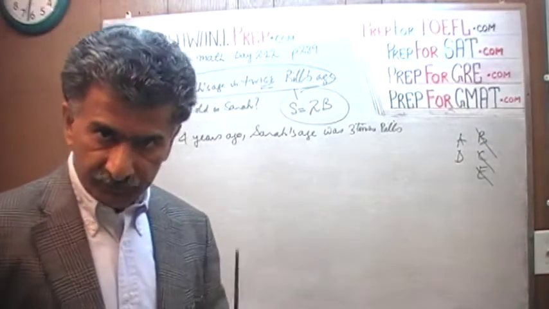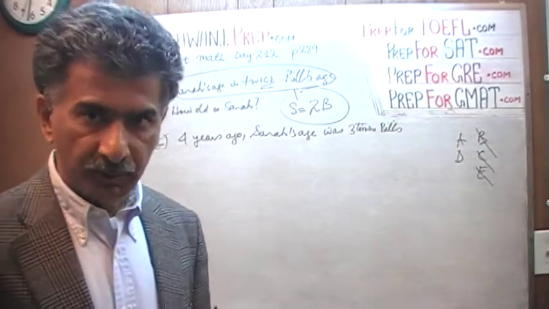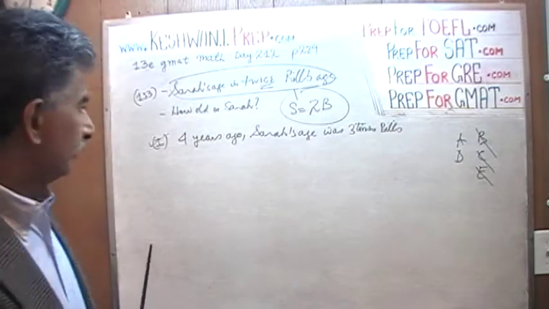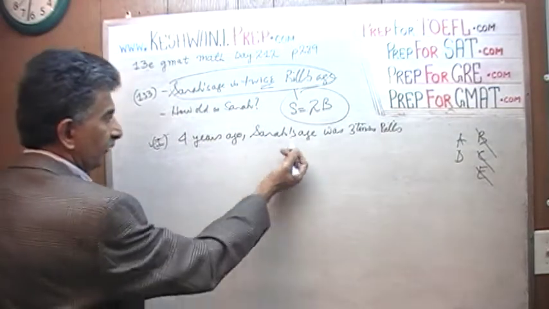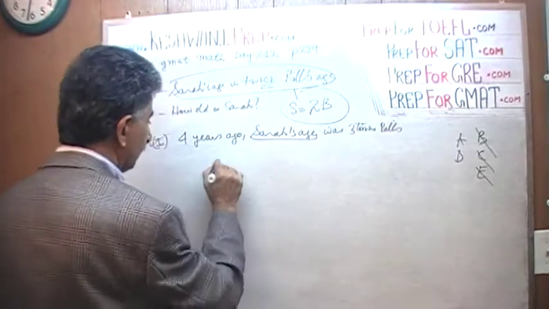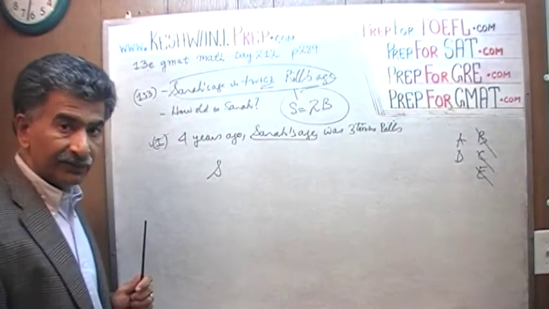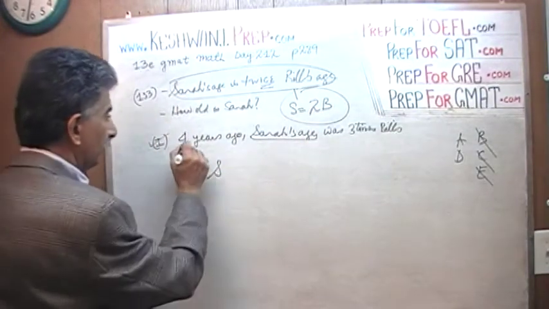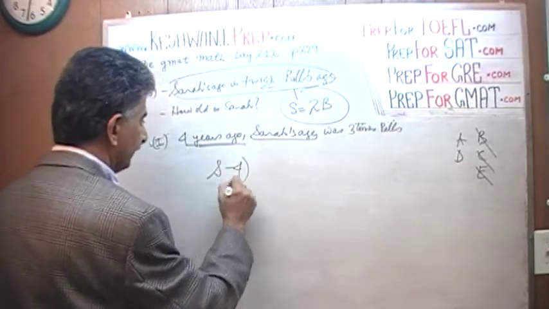Now, again, from this point on, what we're doing is purely for learning purposes. We're going to actually do it out. 4 years ago, Sarah's age. So what was Sarah's age 4 years ago? Sarah today is S years old. So 4 years ago, she must have been 4 less than that.